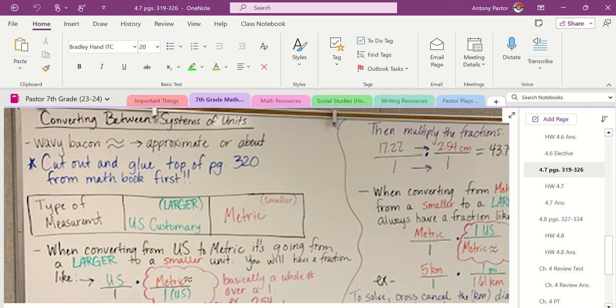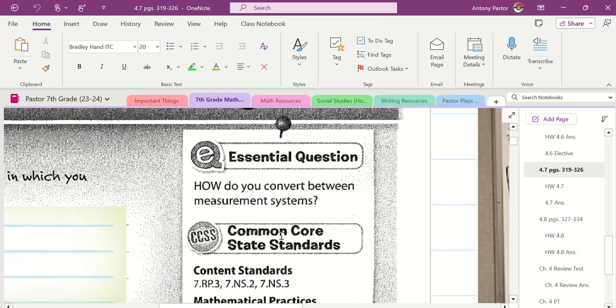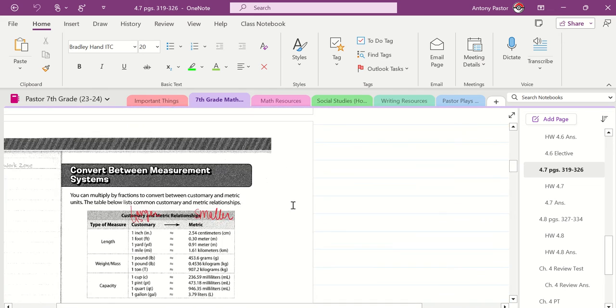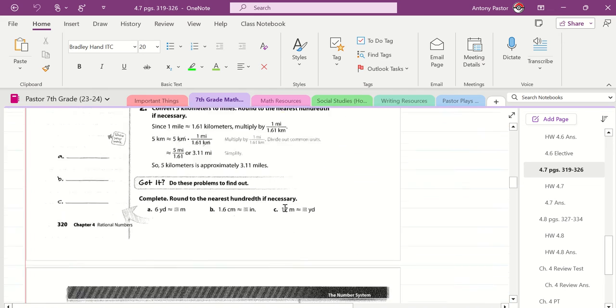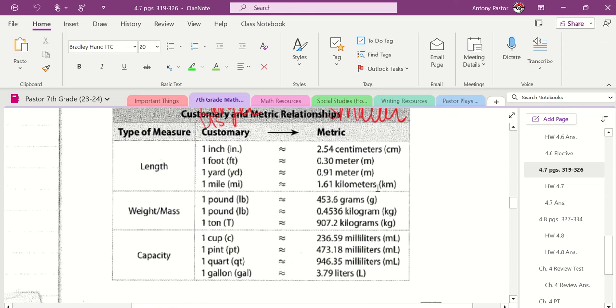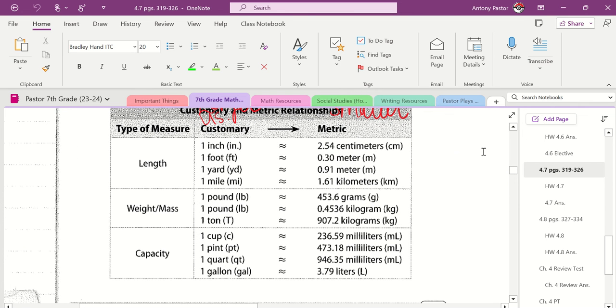Cut out and glue top of page 320 from math book first. So if we go back to our textbook here, page 320 would be here, and here is a list of conversions that you're going to want to have. Again, you can cut it out of your textbook and paste it into your notes, or you can copy it down, make it different colors, it's up to you, but this should be in your notes.